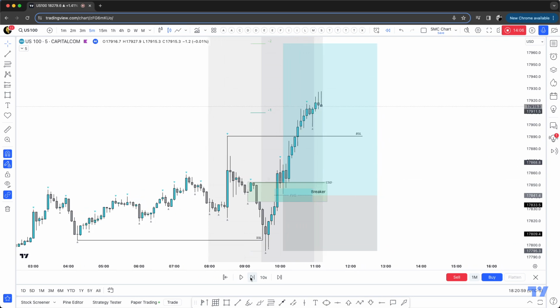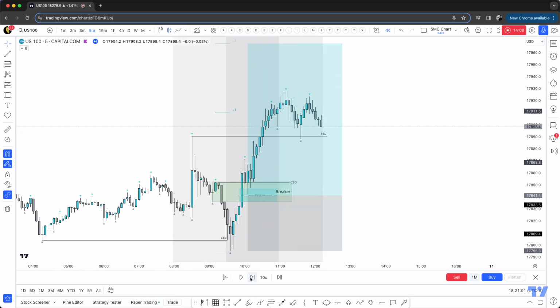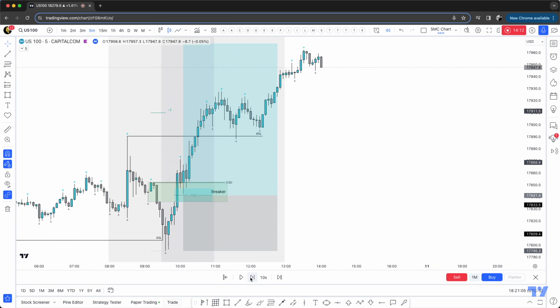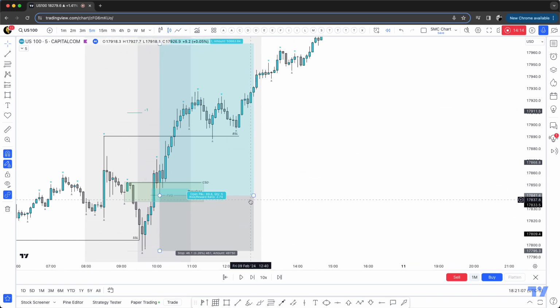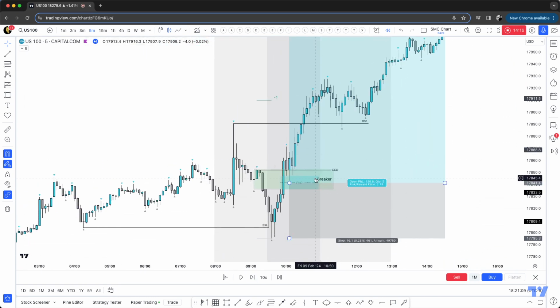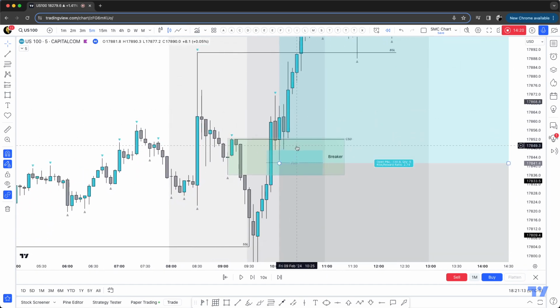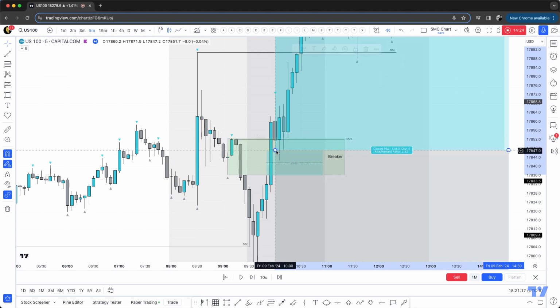Price did tap in. Look at that. See what happened. If you were looking to enter at the 50% this time, you see what happened? You got left behind, right? Price did not touch the 50%. It did touch the fair value gap, the entire zone. It did tap in, but did not touch the 50% of the fair value gap.